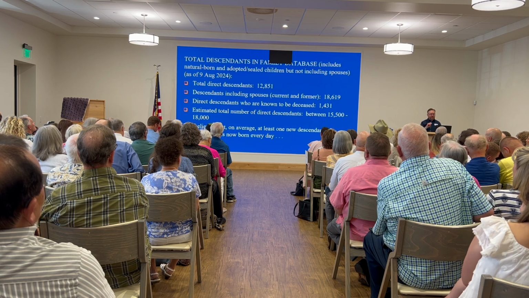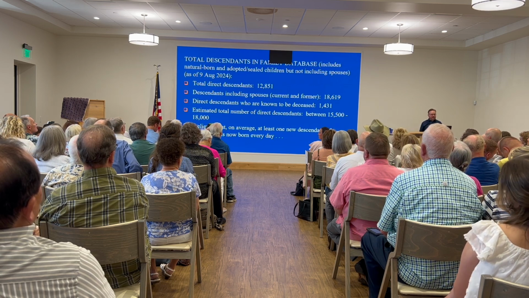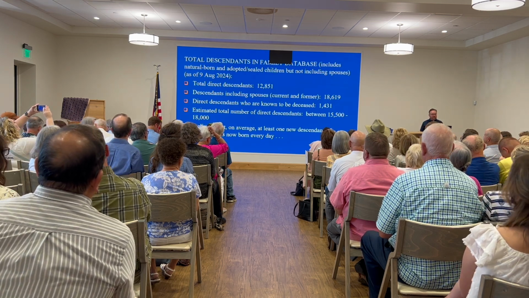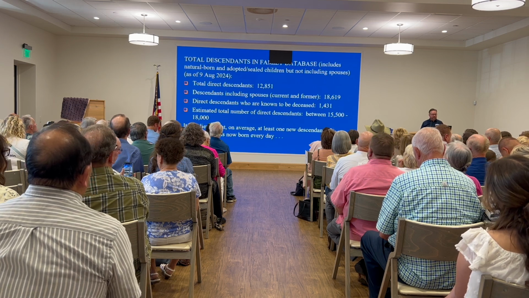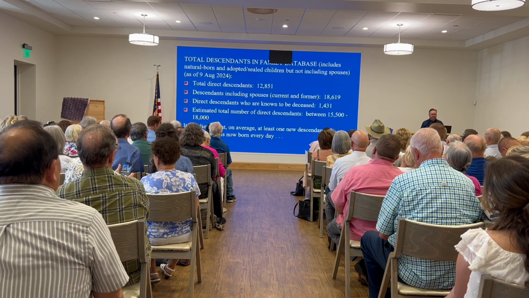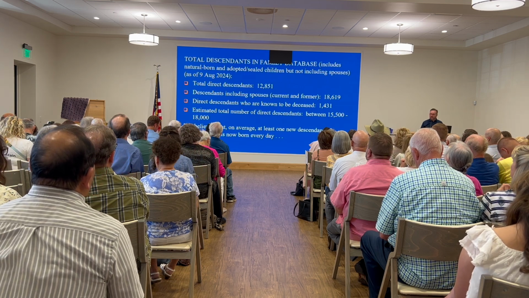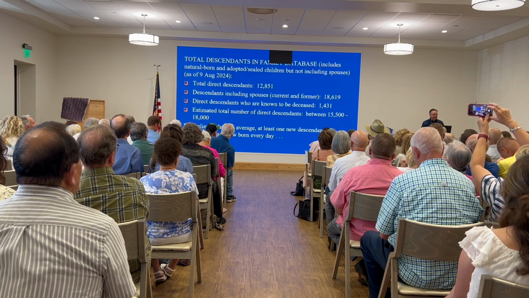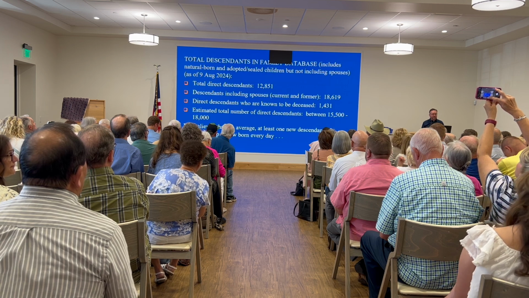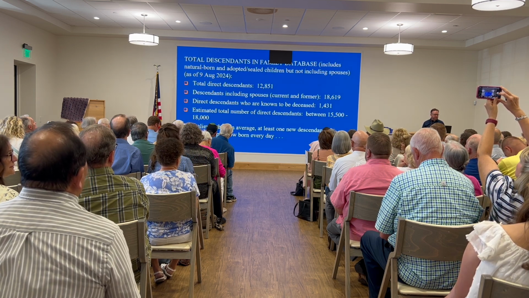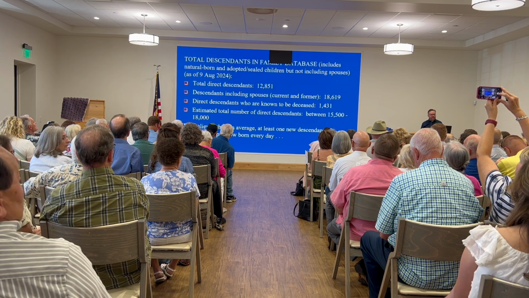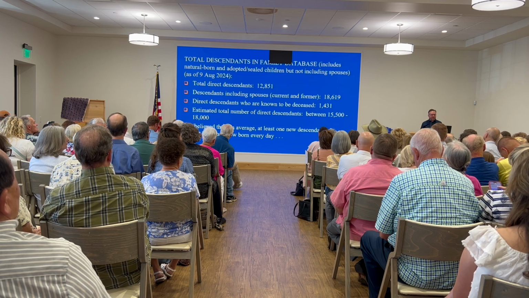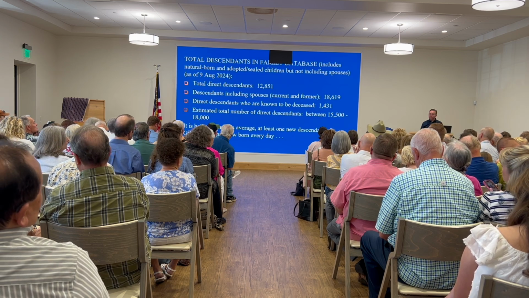So total descendants in our family database. This includes natural born and adopted children, but not including spouses. Total direct descendants, 12,851. Descendants, including spouses, current and former, 18,619. Always encouraging that our former spouses are included and still in the family. And direct descendants who are known to be deceased, over 1,400. So the estimated total number of direct descendants, somewhere between 15,500 and 18,000, which is believed on average at least one new descendant of Gilbert Belnap is now born every day.